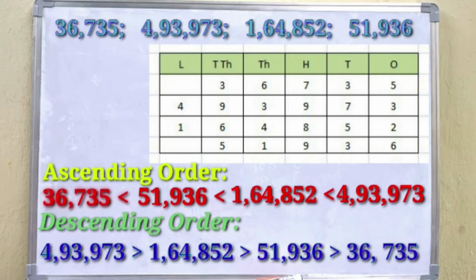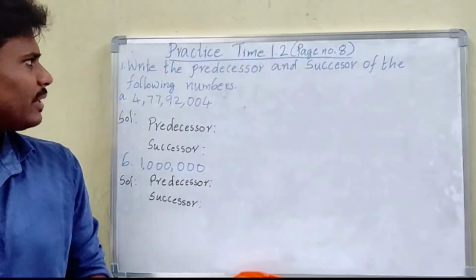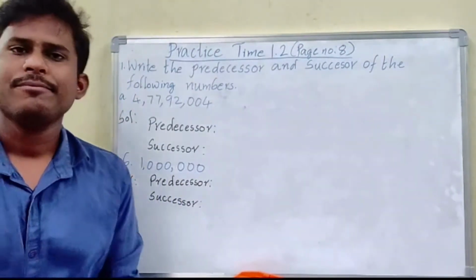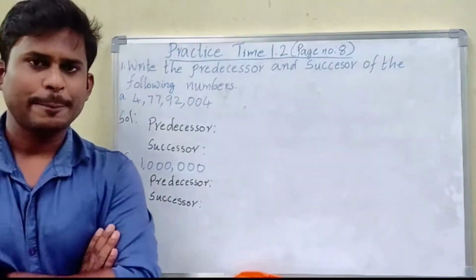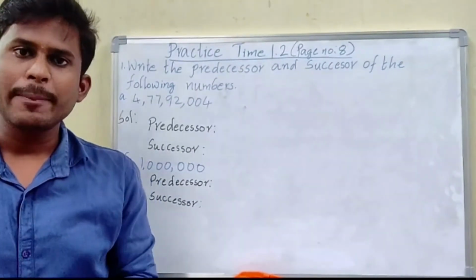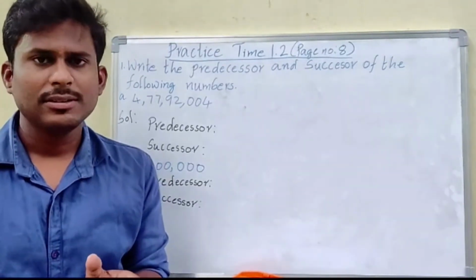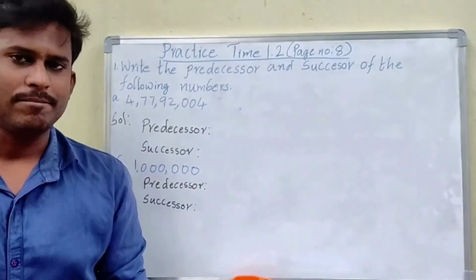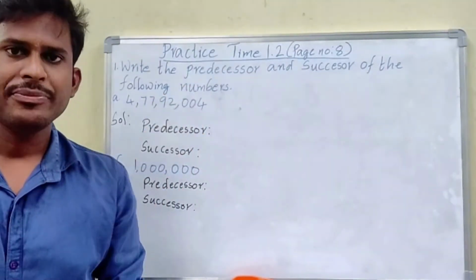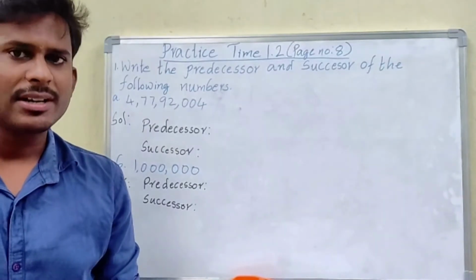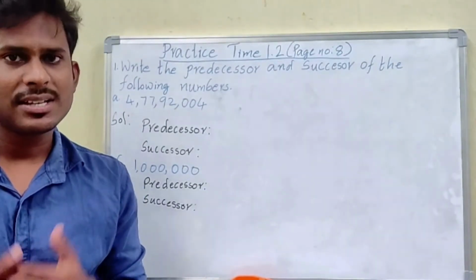Now let us go for the practice time sums. Practice time 1.2, page number 8. Write the predecessor and successor of the following numbers. Let us discuss what is meant by predecessor and successor. If we take a number and subtract 1, the number before it is the predecessor. And if we take the same number and add 1, that is the next number, which gives us the successor.